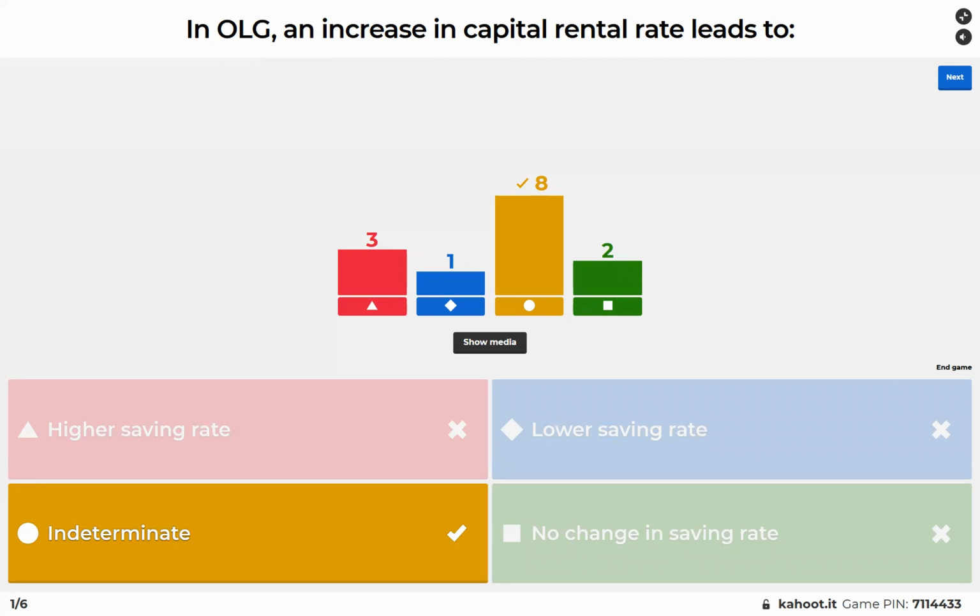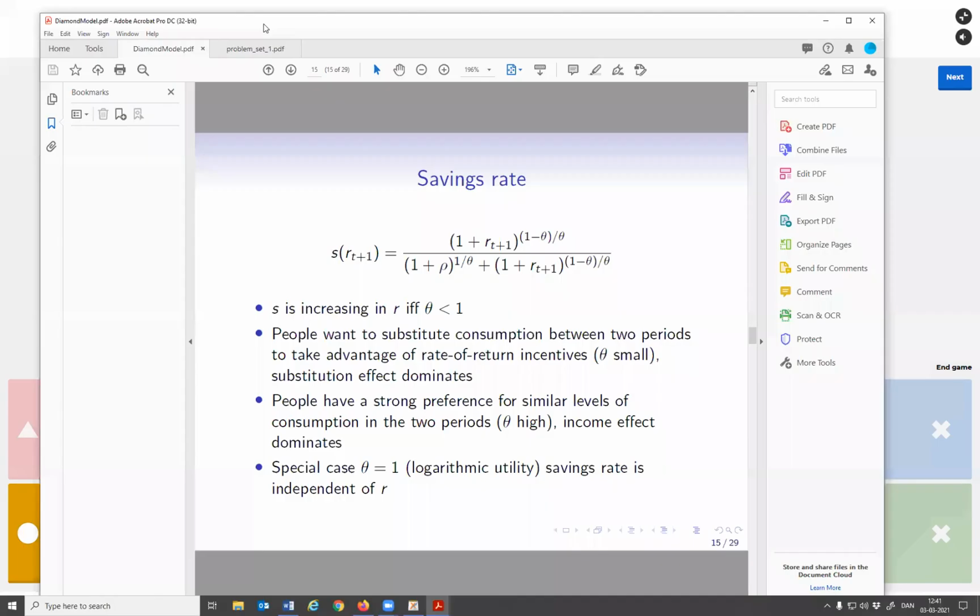And just to show you from the slides, mathematically, you can see that R here is the rental rate of capital. When this goes up, it depends on theta which direction that changes the savings rate. And that has to do with, again, this substitution versus income effect.